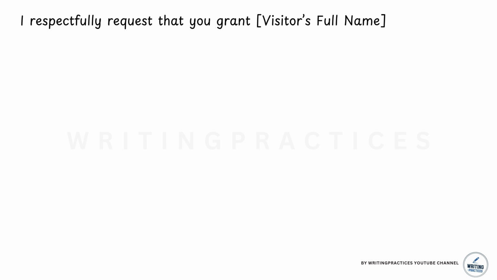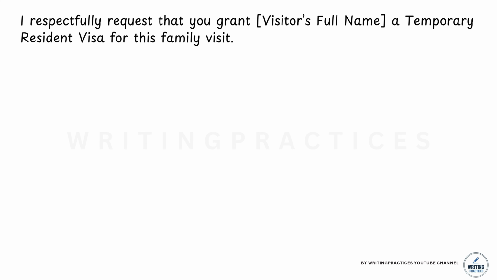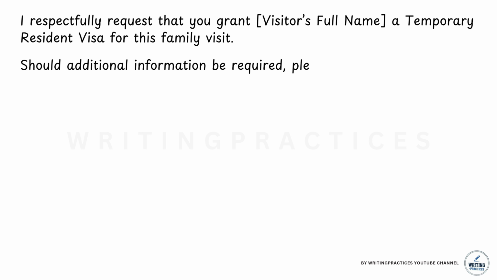Paragraph 10. Formal request. Politely request visa approval. For example, I respectfully request that you grant Sarah Anderson a temporary resident visa for this family visit. This formally presents your sponsorship request. Keep it respectful and concise. Contact availability. Now include a statement offering further communication. For example, should additional information be required, please feel free to contact me. This shows openness and cooperation. Always provide reachable contact details.